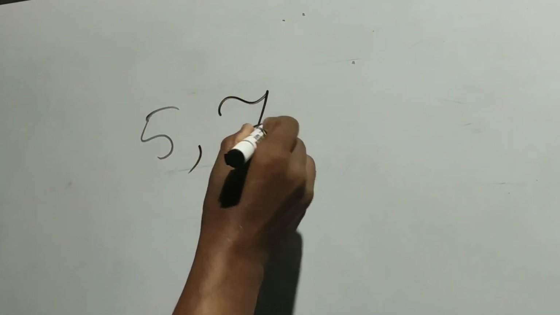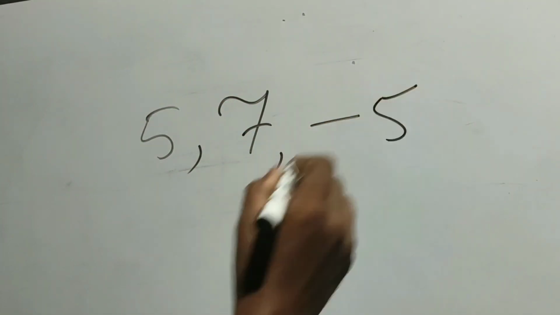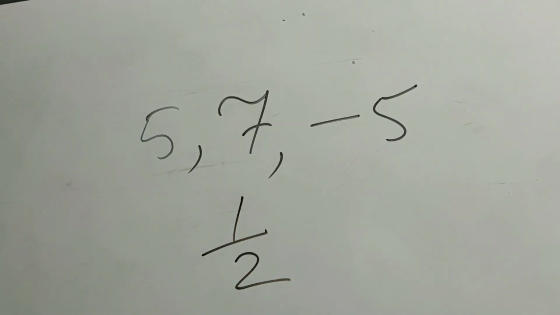Now I would like to discuss constant term. What is constant term? Let us take an example: 5, 7, minus 5, half. Digits, fractions, decimal numbers are constant terms. That means they have a fixed value. 5 means 5. Nobody can change its value. 7 is a constant term. Nobody can change it. That's why these are constants.